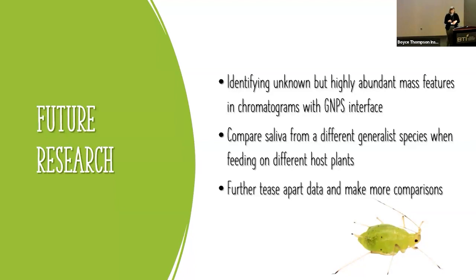We also could compare saliva from a different generalist species, even the green peach aphid green subspecies, feeding on the different host plants to make further comparisons, and also just further teasing apart our very large data set and making more comparisons, just like the ones I mentioned earlier, like trying to figure out why things that we thought should have a higher overlap had a very low overlap.